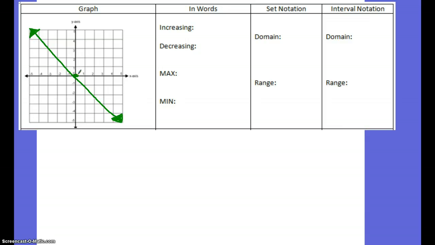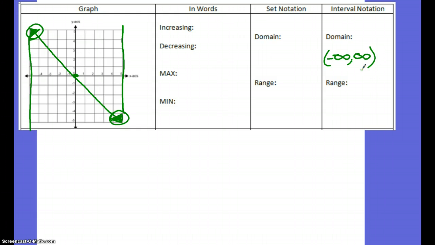Okay, so we're going to do interval notation, domain and range first. So domain, you come across from the left, and we want the biggest number on the right. As you come across on the left, the first thing we see is an arrow. That means it doesn't actually stop at negative 5. And the last thing we see is an arrow, so it doesn't stop at 5. So we're going to have negative infinity to positive infinity.